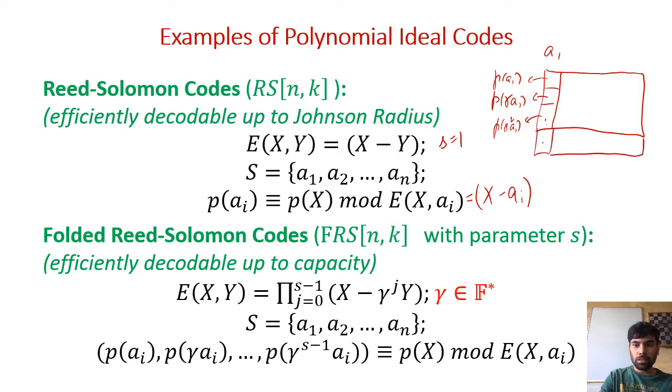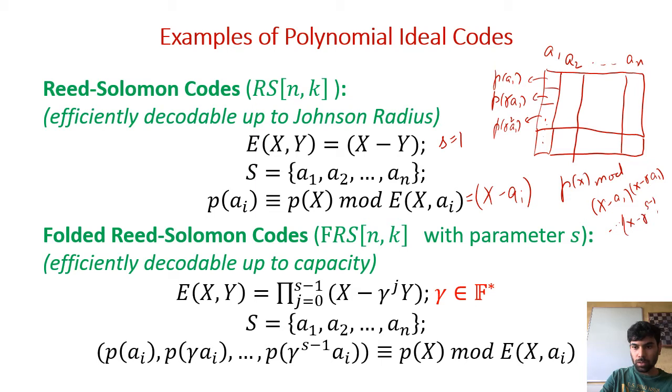And you do the same for a different evaluation point a2, and of course you have the property that these multiplicative translates of a1 never intersect the multiplicative translates of a2, and so on up till an, which can be easily arranged by choosing these points appropriately in the field. But one immediately notices that giving this information of p(a1), p(gamma a1), p(gamma squared a1) is the same as giving p(x) mod the ideal (x minus a1, x minus gamma a1, all the way up to x minus gamma^(s minus 1) a1).